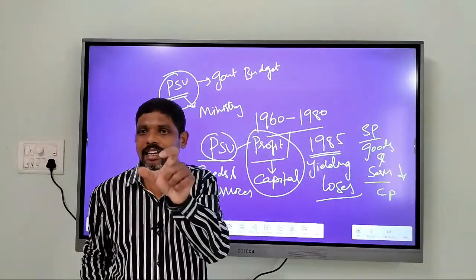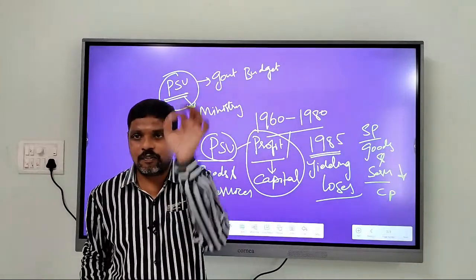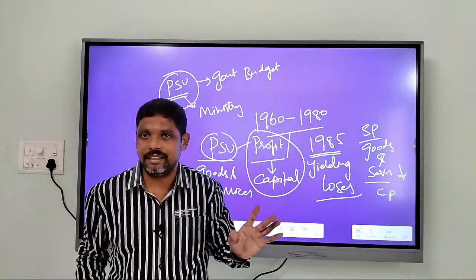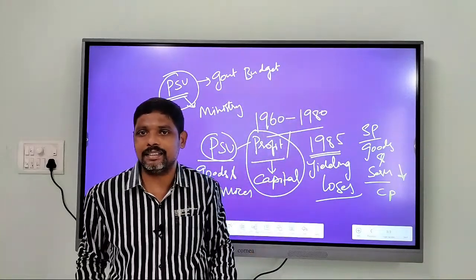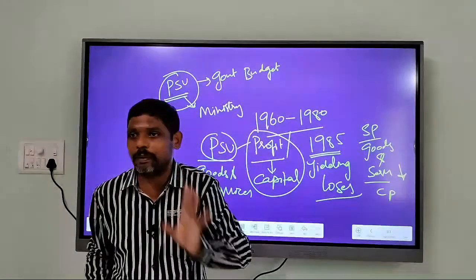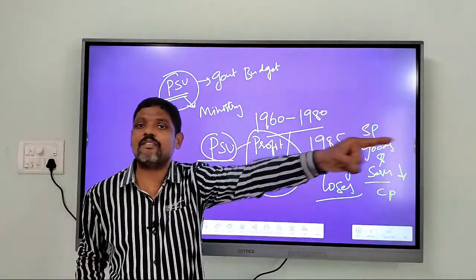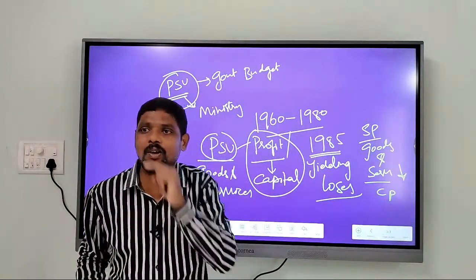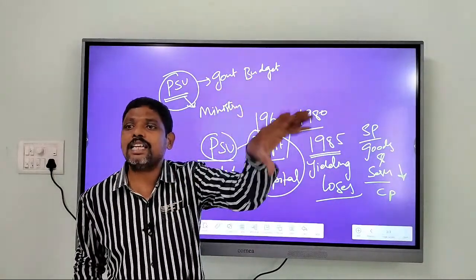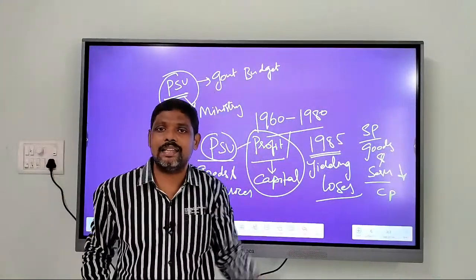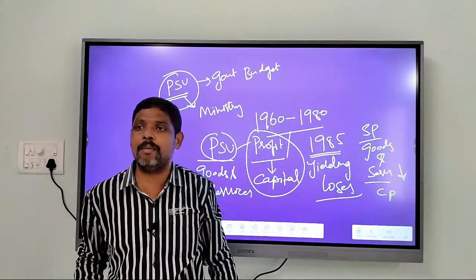I'll give one simple example. If you fix the price of a cement bag at 100, will the people purchase that cement bag? No. If it is fixed at 30 rupees, what happens? It will be affordable to everyone. When the cost price is 100 rupees, what has the government done? The government has sold these products at 30 rupees, and the 70 rupees is paid by the government in the form of subsidy.